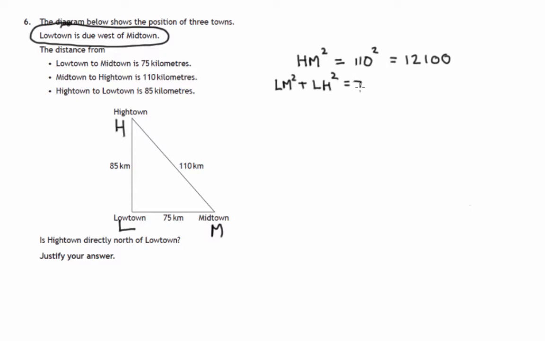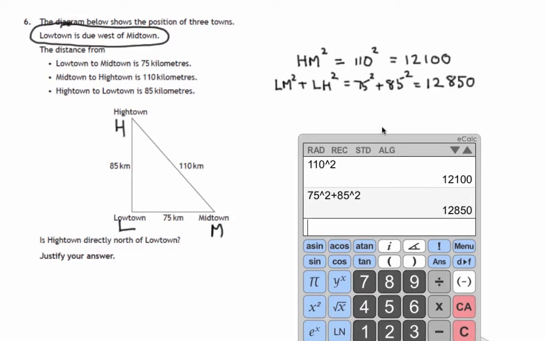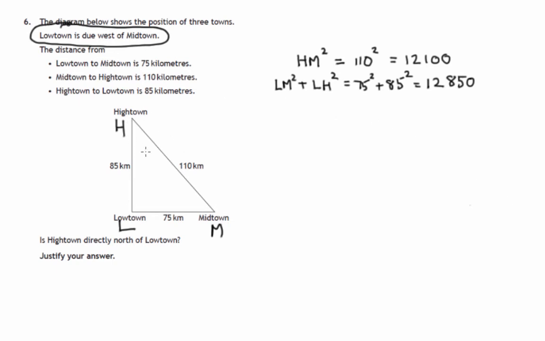And let's have a look at LM squared plus LH squared. So that's 75 squared plus 85 squared. That comes to 12,850. So we've discovered a fact about this triangle. HM squared does not equal LM squared plus LH squared. So that's a fact about this triangle.